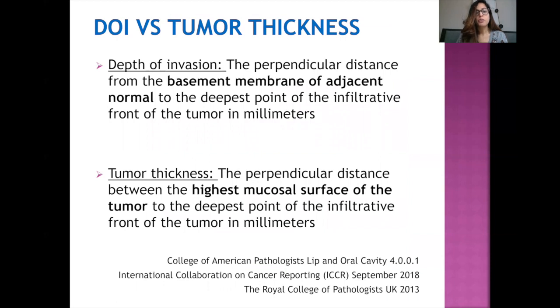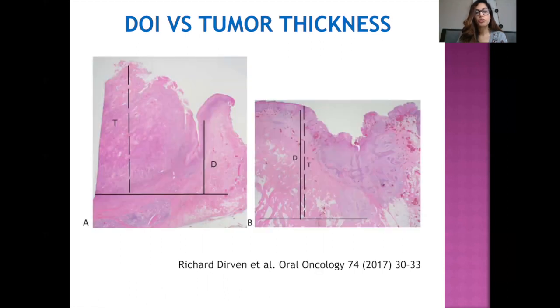Some of you might be thinking, well, how is this different from tumor thickness? Because we are used to measuring tumor thickness in different areas. Depth of invasion, as we just discussed, is the perpendicular distance from the basement membrane of adjacent normal to the deepest point of the tumor invasion. Whereas tumor thickness is the perpendicular distance between the highest mucosal surface of the tumor to the deepest point of invasion. So this might not sound very different, but it makes a huge difference when you're measuring exophytic and ulcerated lesions.